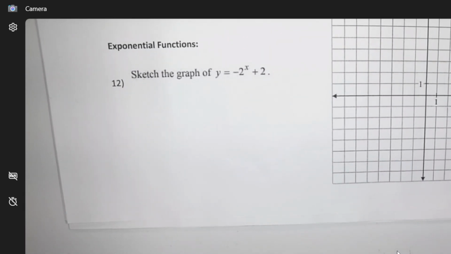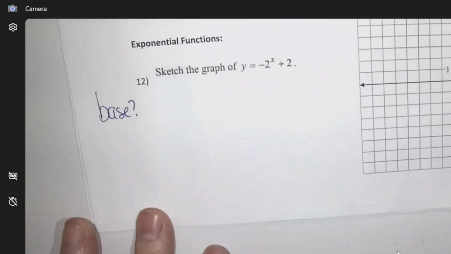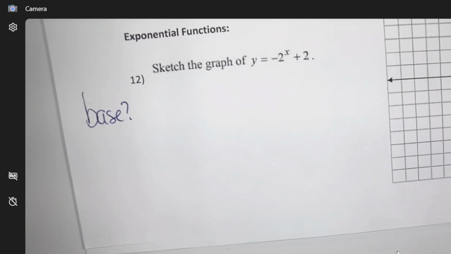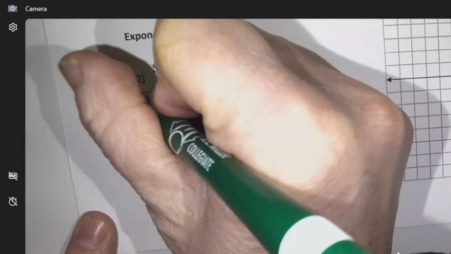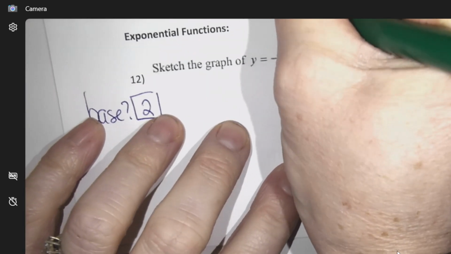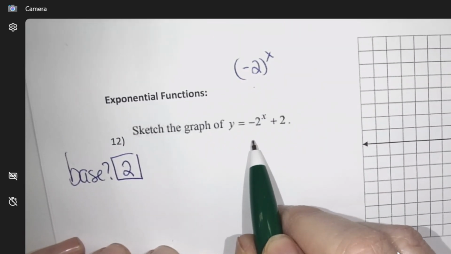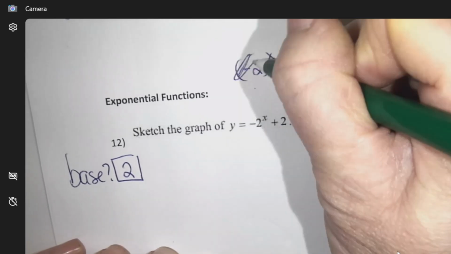Okay, this is exponential, so I'm going to do the same thing. What's the base? The base is 2. The base is not negative 2. Do you see that? What would the difference be? This has a base of negative 2, but this has just a base of 2. Okay, do the same thing. 2 to the negative 1, 2 to the 0, 2 to the 1.